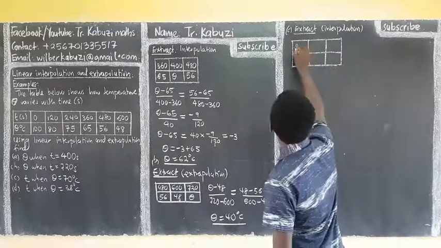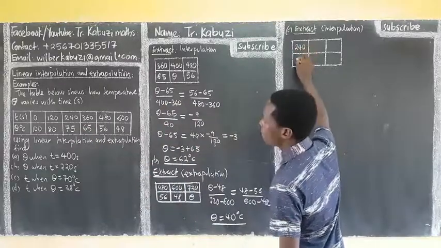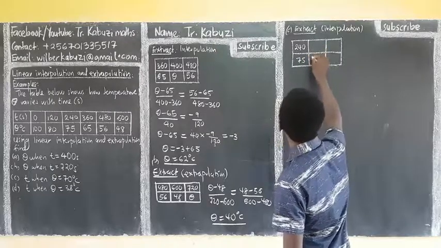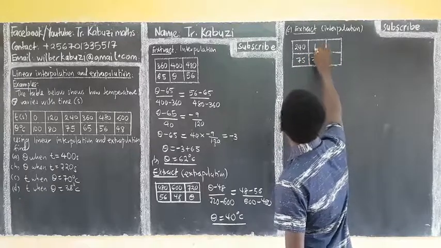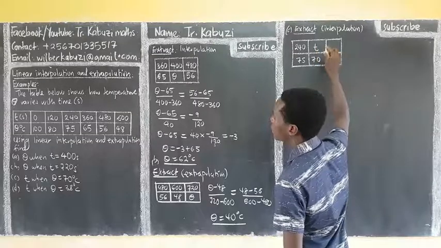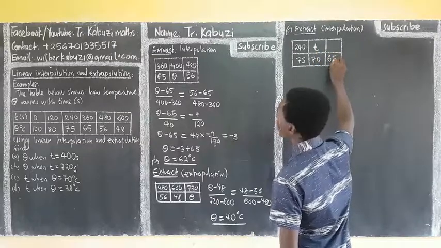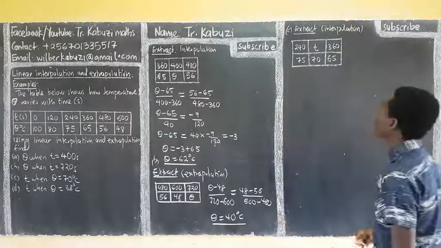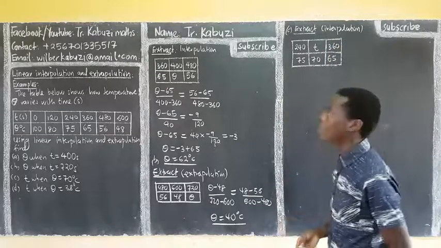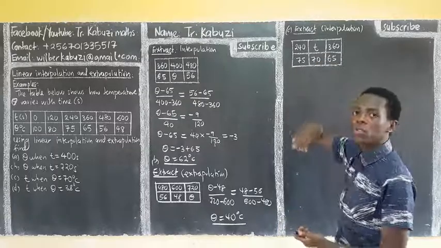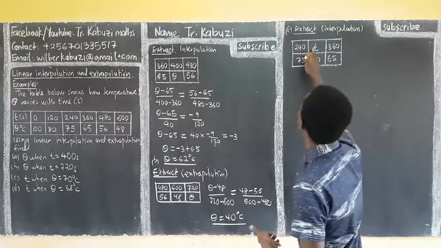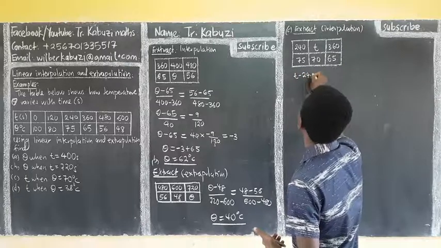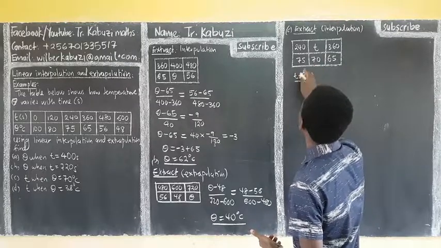So 240 and 75. Then the value we want is 70. So here it's 70. Here we need this t corresponding to this. Then 65 with 360. So there we use n. Now, depending on the unknown, we always want this unknown to be in the numerator. So now I'm going to take this minus this. So t minus 240 over this minus this.